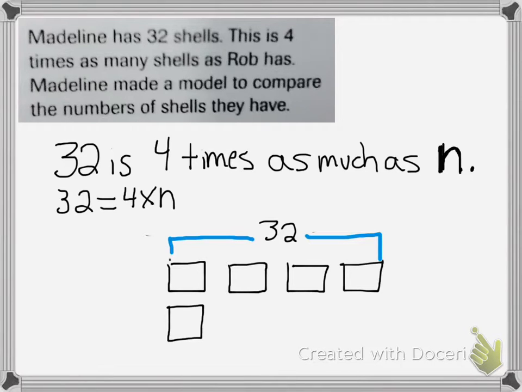Now in this model, the whole amount doesn't equal 32. It's just the 4 times as many. Therefore, 4 times 8 is 32. Wow. Okay, so 4 groups of 8 is 32. Therefore, 32 is 4 times as much as 8. And you can see that in the problem, 32 is 4 times what number? N equals 8.